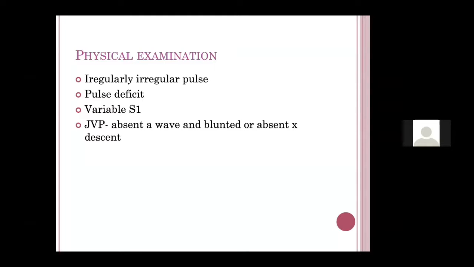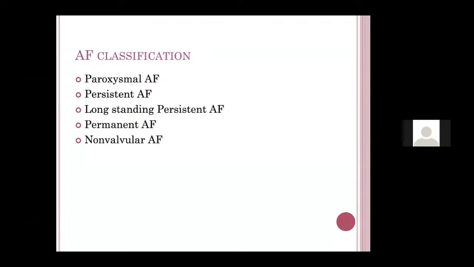Because of the variable filling of the LV, we get a varying intensity of the first heart sound. And the most important thing is the JVP, where there is absence of the A wave and a blunted or absent X descent. So these are the things on physical examination which you should know, but you should also check all the peripheral pulses, because AF itself can lead to embolization. So check whether all the peripheral pulses are there or not.